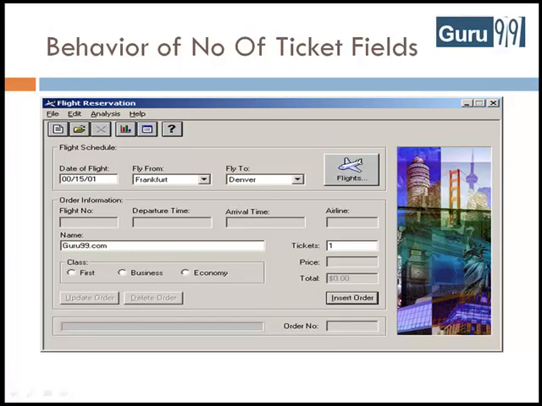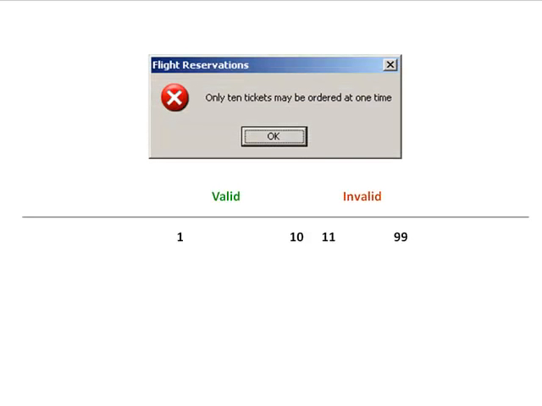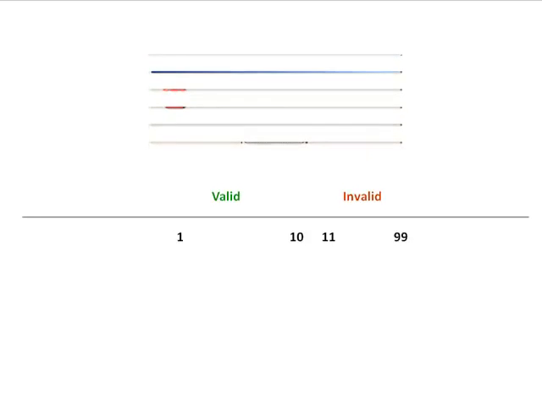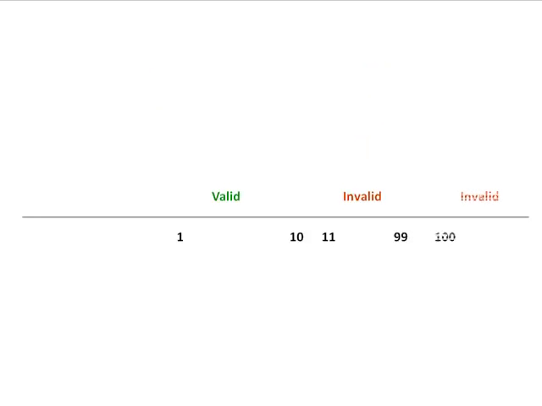To understand this with an example, let's consider the behavior of tickets in the flight reservation application while booking a new flight. Ticket values 1 to 10 are considered valid and ticket is booked for these values. Values 11 to 99 are considered invalid, and the error message, "Only 10 tickets may be ordered at one time," is shown. On entering values 100 and above, the ticket number defaults to a 2-digit number. On entering values 0 and below, the ticket defaults to 1.